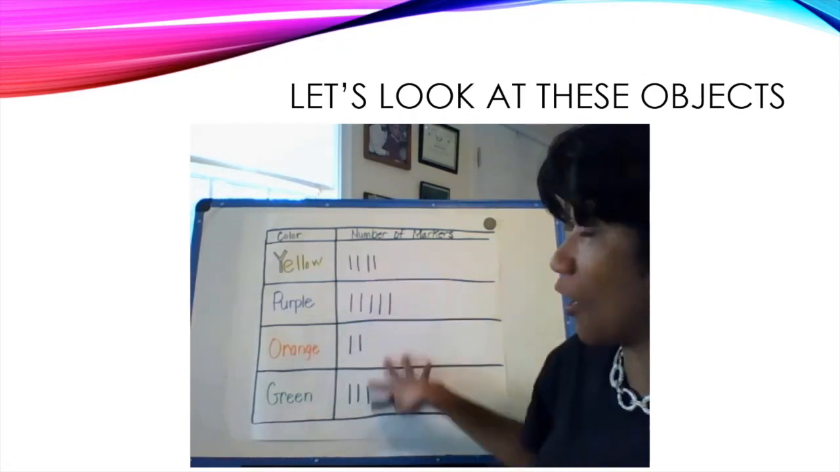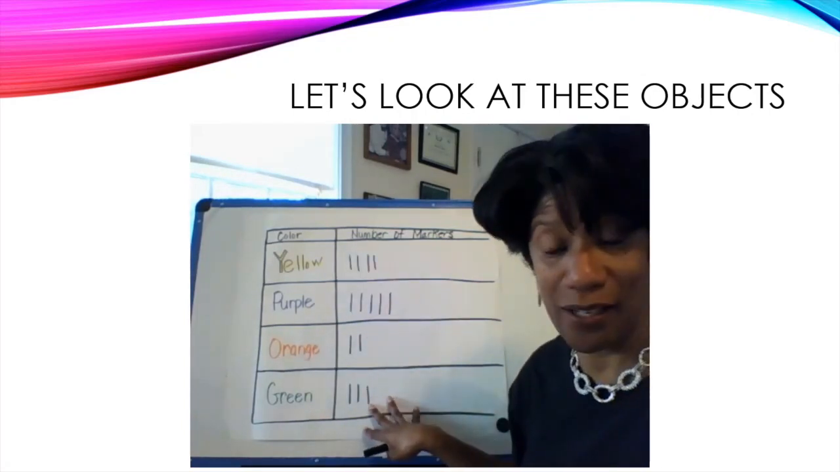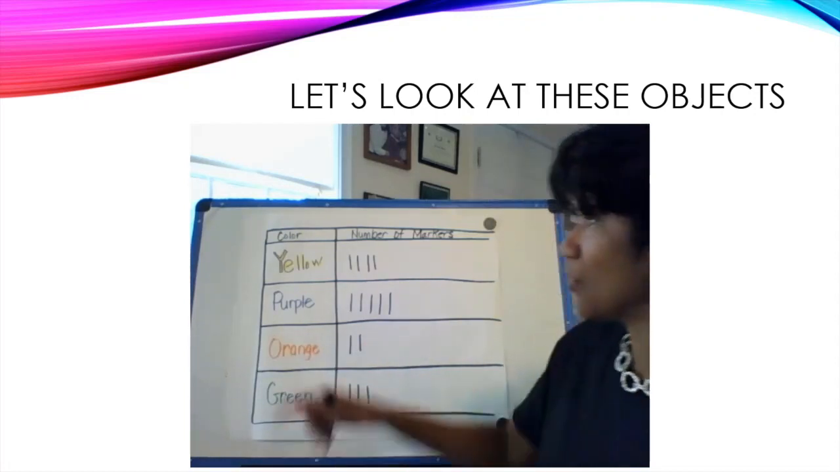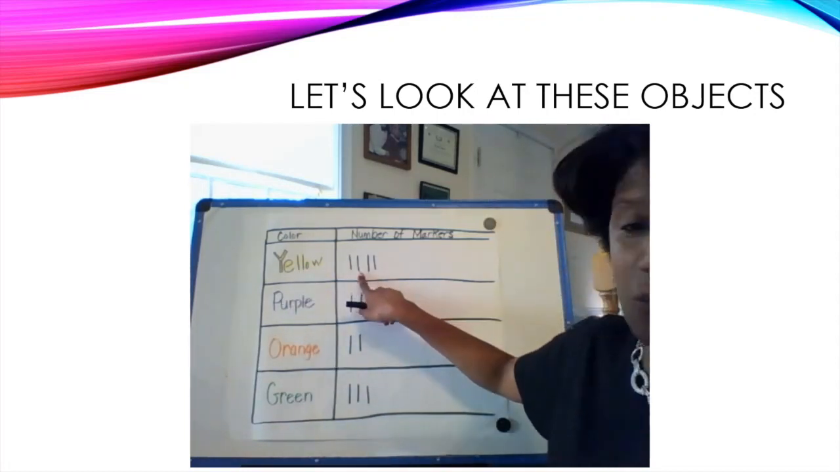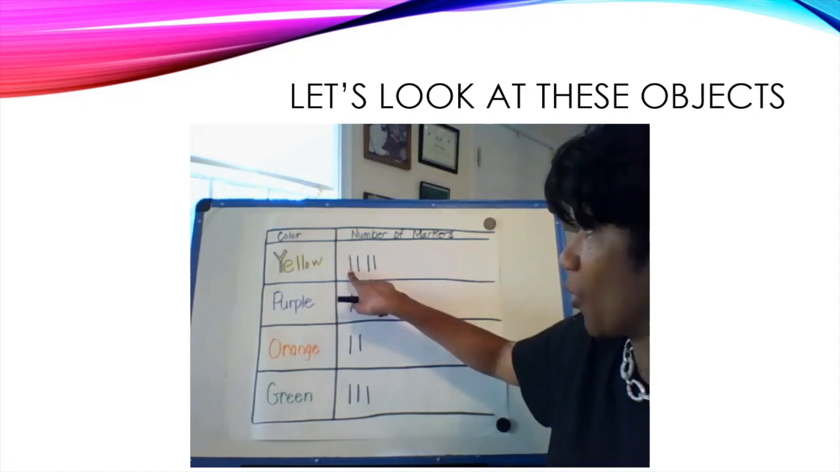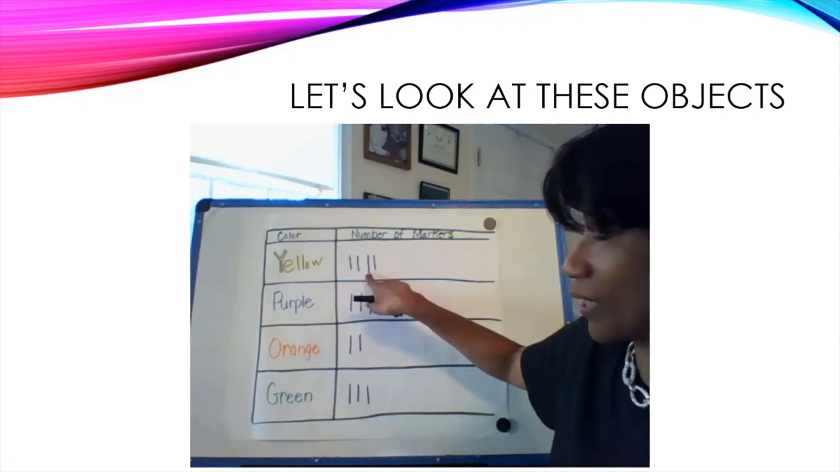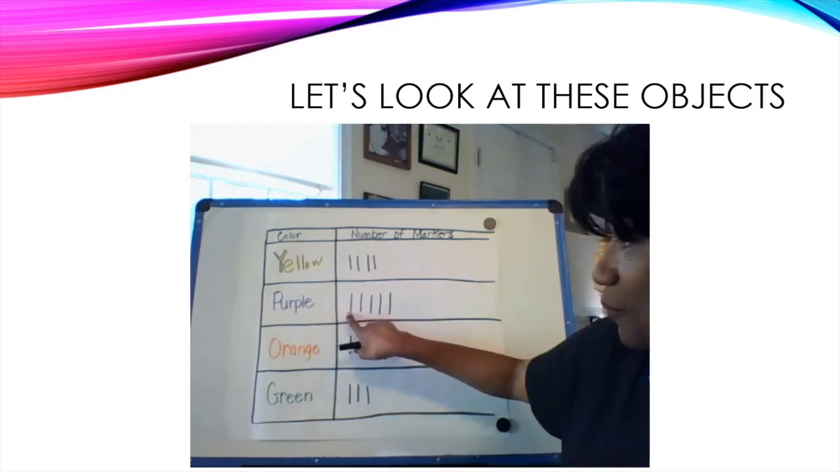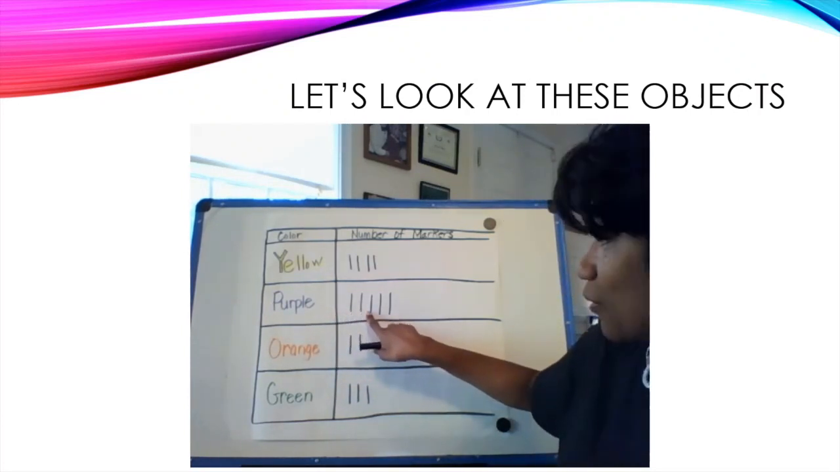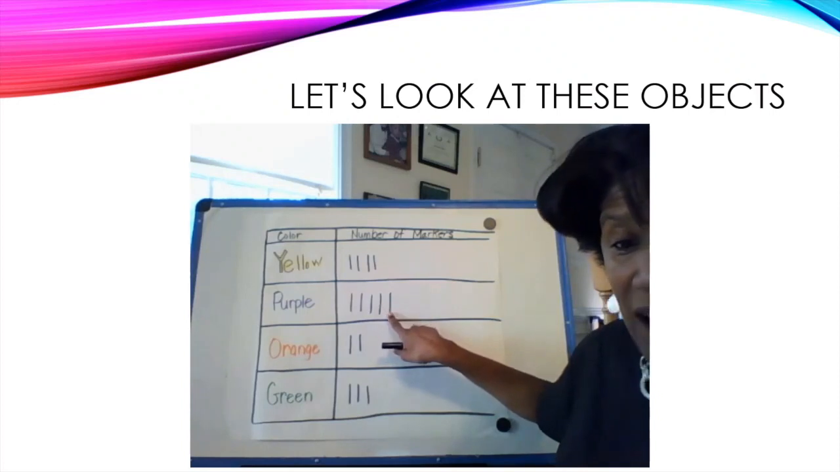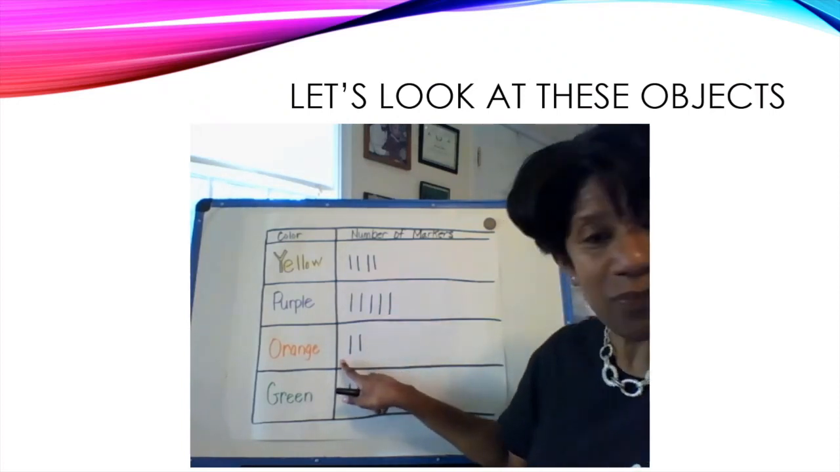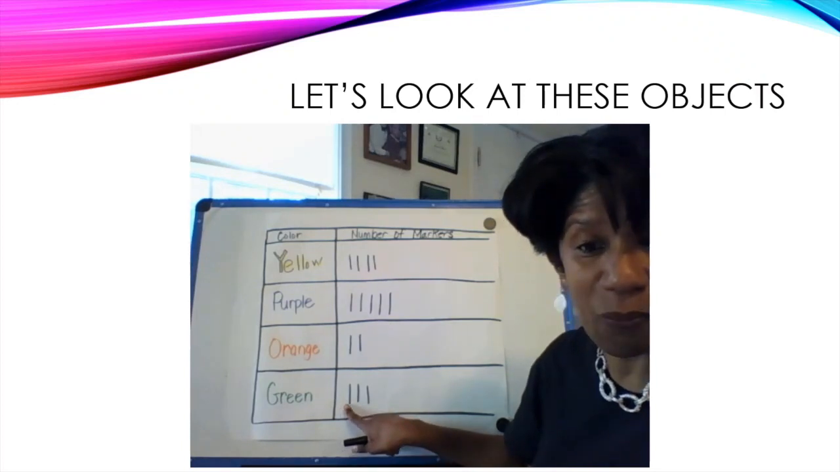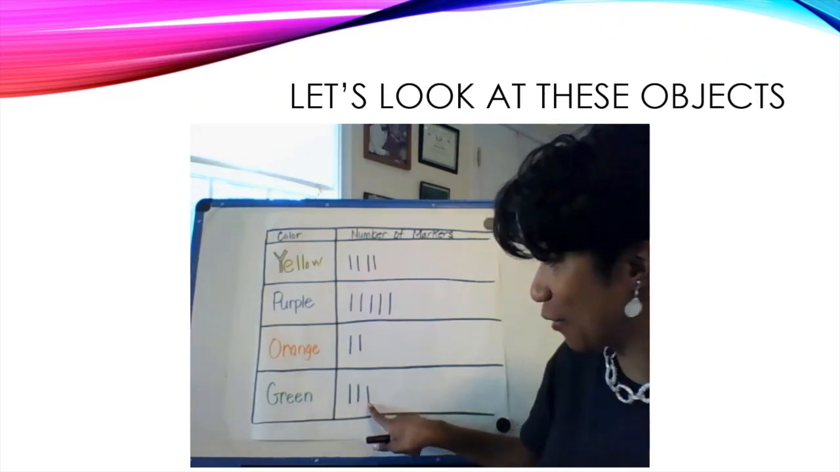So if we looked at our table here, we could tell how many we have of each color. So let's see. Yellow. How many yellow do we have? Let's count. 1, 2, 3, 4. How many purple do we have? Count. 1, 2, 3, 4, 5. And how many orange? 1, 2. And how many green? 1, 2, 3.